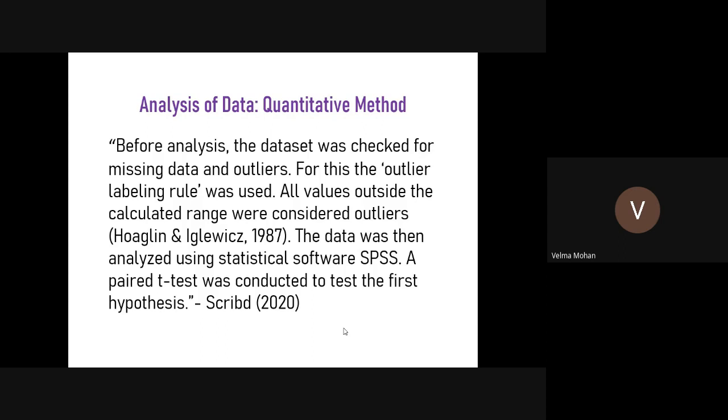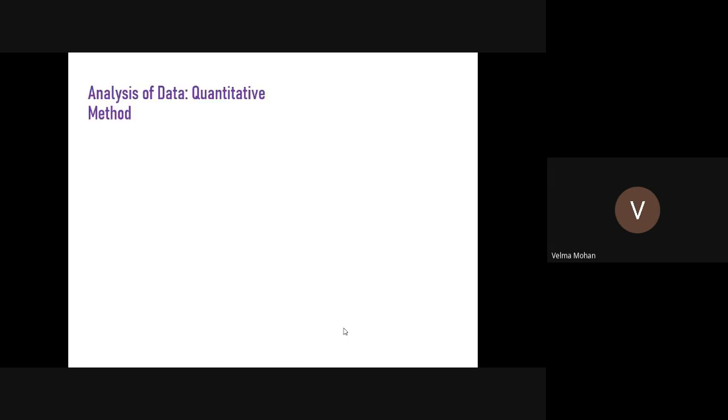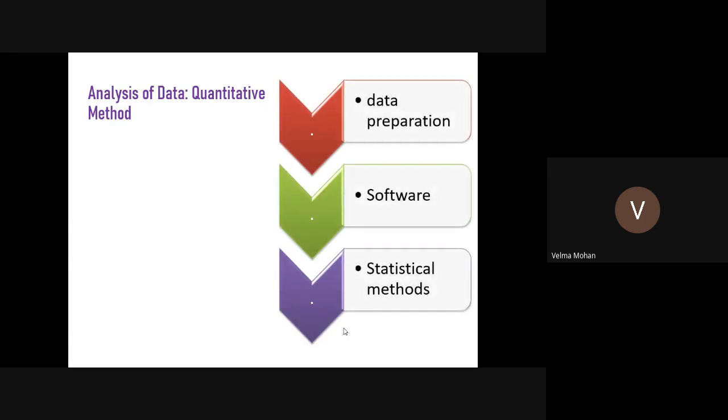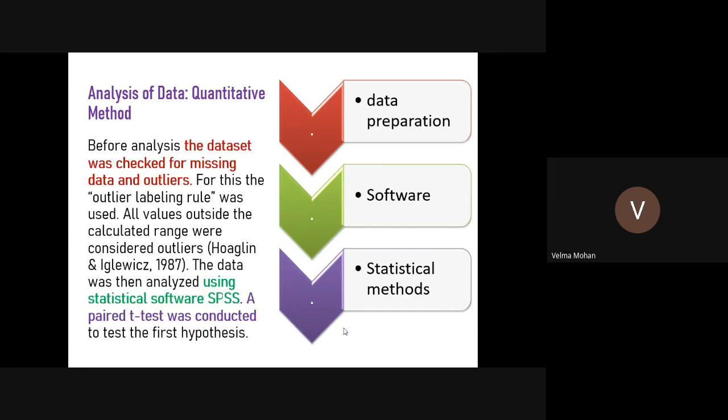So let's have a look at an example of the data analysis in the quantitative method first and then the qualitative method. If a researcher is analyzing the data using quantitative method, the following would be the description of how the data would be analyzed. As numbers are dealt with in the quantitative method, the researcher might describe the data preparation before analyzing, the software used to analyze the data, and the statistical methods used. The example here describes how the data has been prepared.